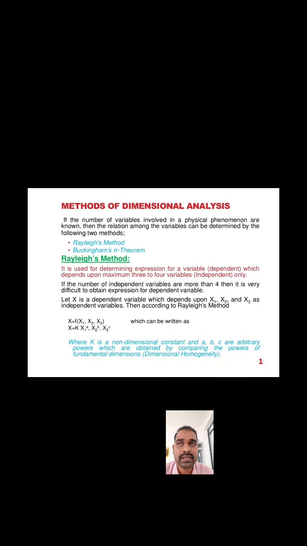It comes under the method of dimensional analysis, if the number of variables involved in a physical phenomenon are known. There are two methods: one is Rayleigh's method and the next one is the Buckingham Pi theorem method. So let us see Rayleigh's method. Previously we also discussed it, but here it is expressed in another form. It is used for determining the expression for a dependent variable which depends upon a maximum of 3 or 4 independent variables.